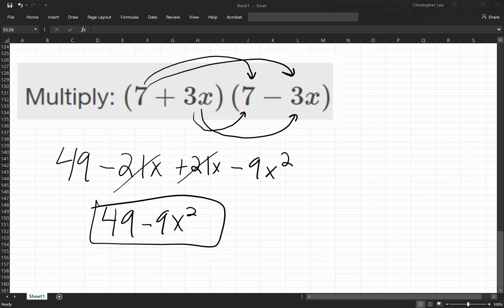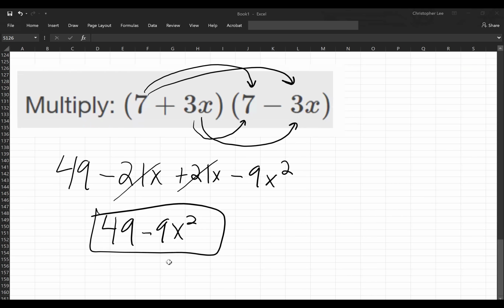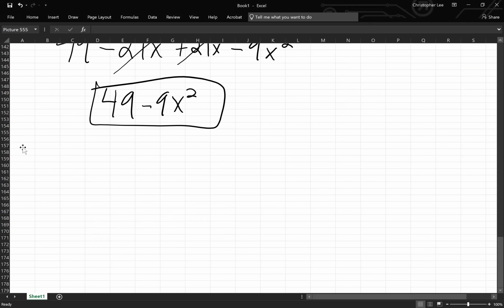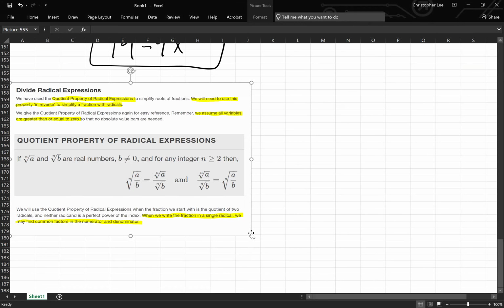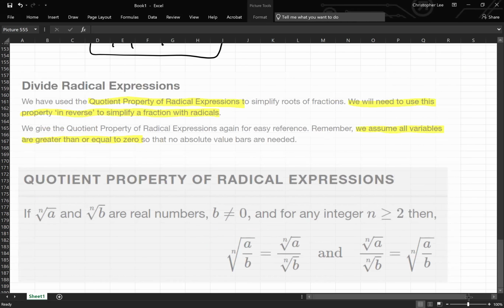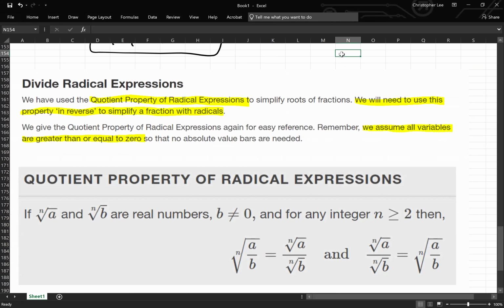All right, so yesterday we did add, subtract, and multiply. Let's take a look at divide today. It's not that bad. So, divide radical expressions. We have used the quotient property of radical expressions to simplify roots of fractions. We will need to use this property in reverse to simplify a fraction with radicals.